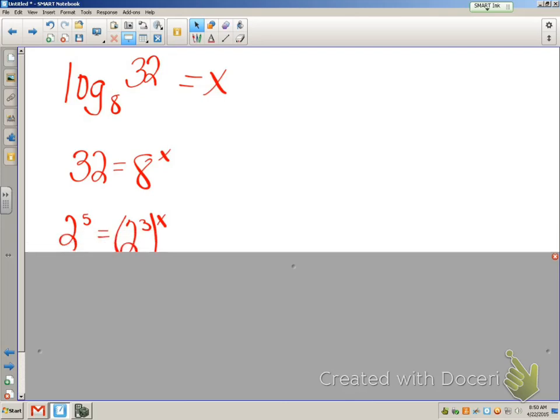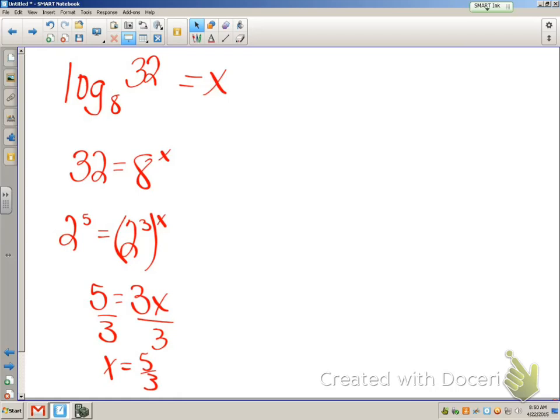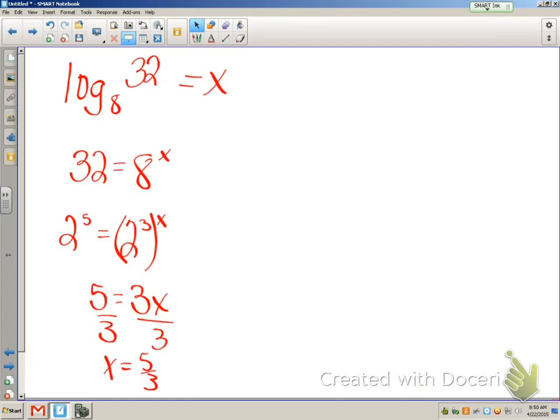So x equals 5 over 3. Now, what I did here was I showed you a way, if you don't have a graphing calculator, to do this by hand. We know that 32 is the same as 2 raised to the 5th power, and we know that 8 is the same as 2 raised to the 3rd power.